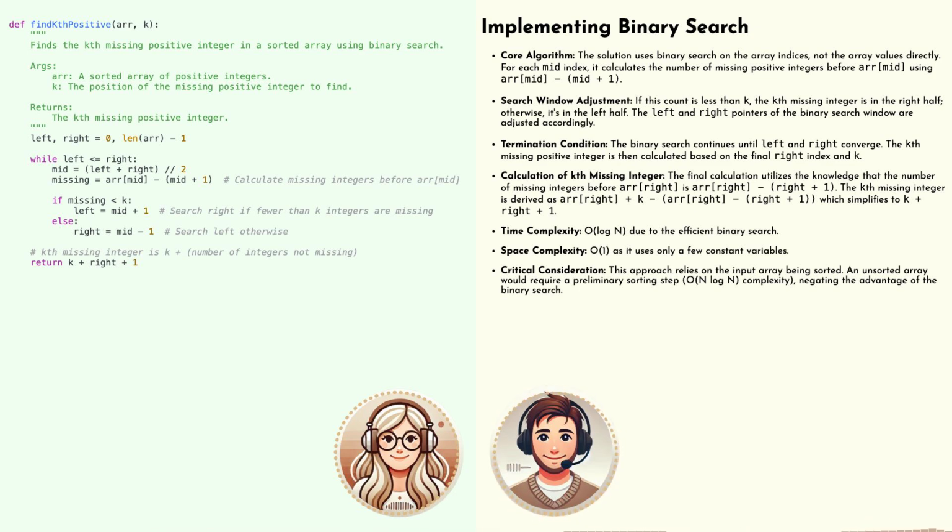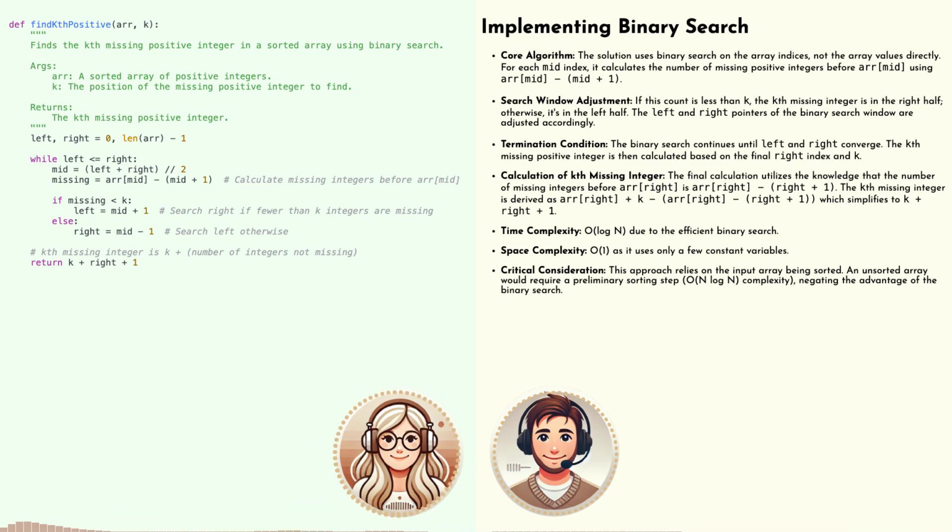Hold on, I'm going to need you to break that down for me. Sure. Let's look at our example. The middle element of the array is 4, and its index is 2. So 4 minus 2 minus 1 equals 1. That means there's one missing positive integer before the number 4 in that array. Oh, I see. It's because the number 1 is missing.